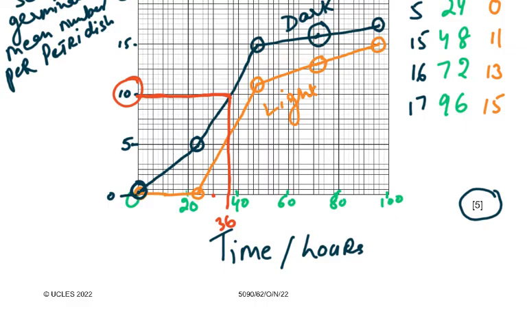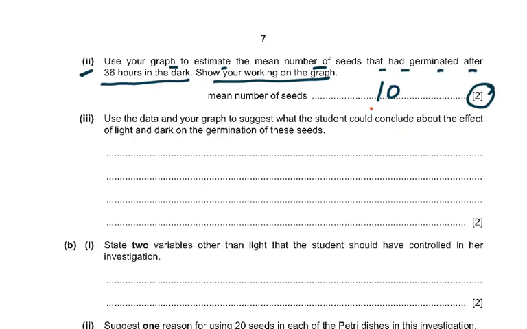So you have to show me this line. This got you 1 mark. This line that you should have drawn in red got you 1 mark, and then the fact that you wrote 10 here got you 1 mark. So the line means showing your working on the graph. This is what was expected of you.